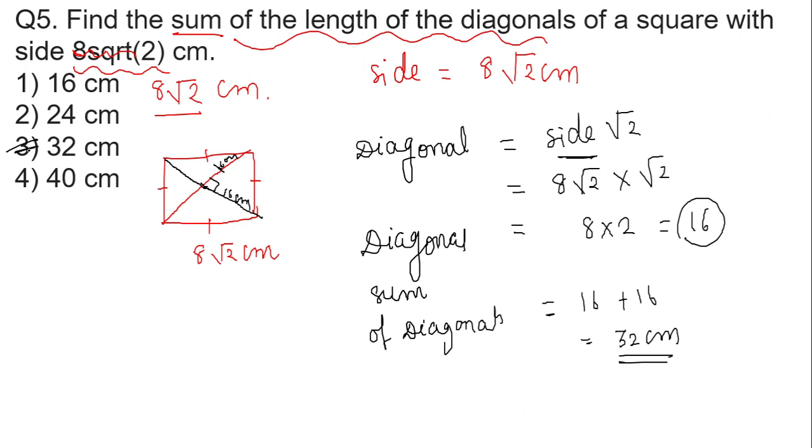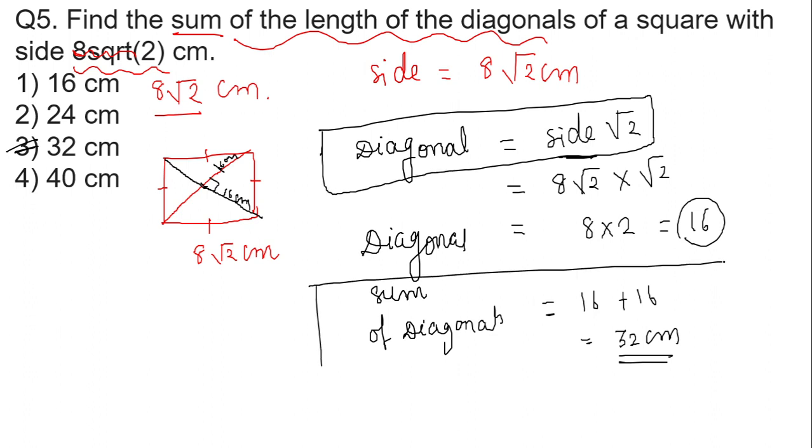So simply we have used here two formulas. From that, one is the diagonal of any square is equal to side under root 2. This is the formula that we have used for this given question. And the second thing that we have done is we have found the summation of the diagonals. We know one diagonal, we can find the other one, that is 16. If one is 16 centimeter, then the other is also going to be 16 centimeter. So total summation is equal to 32 centimeter.